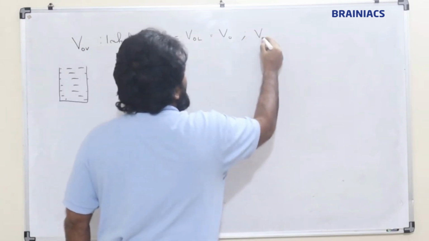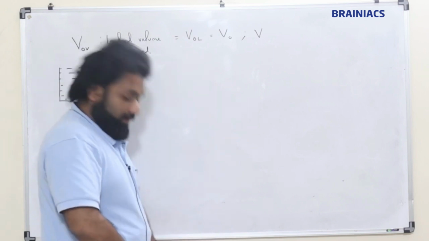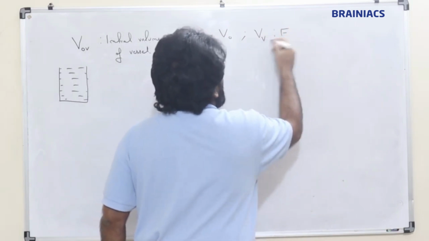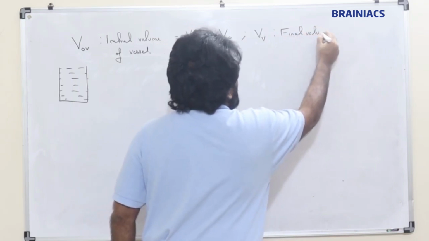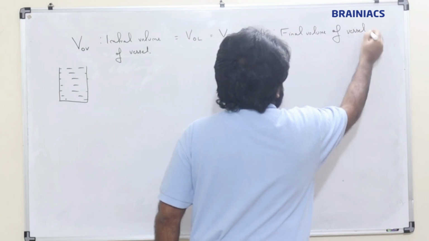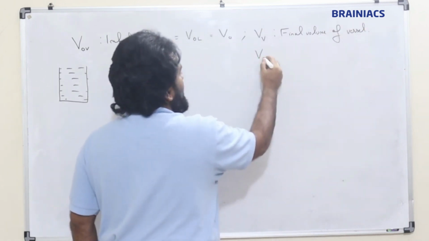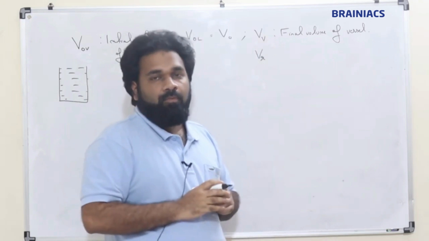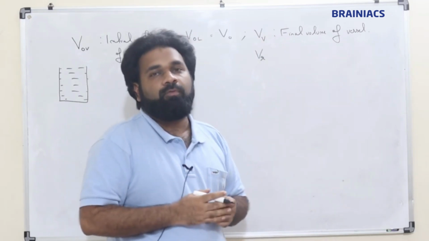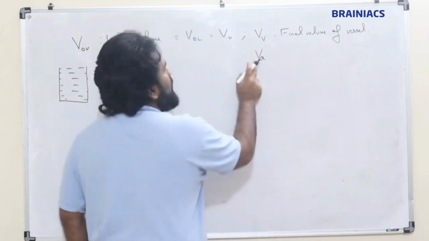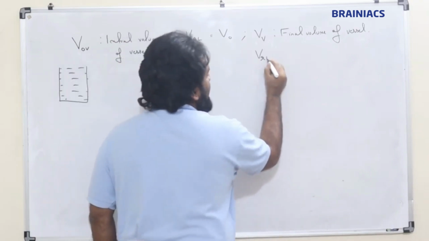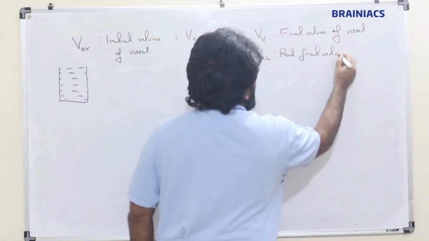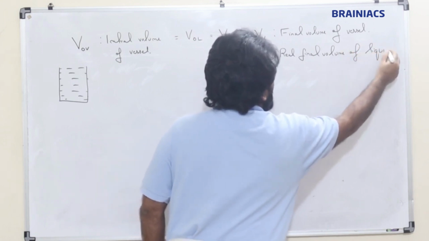Okay, now another data is the final volume of liquid. Final volume of liquid means there can be apparent and there can be real also. So the final volume of the vessel is this V V, and then real. For the vessel, only one change is there. For the liquid, we need to find the apparent change in the volume, and we also need to find the real change in the volume. So the new volume of liquid, that is real final volume of liquid.